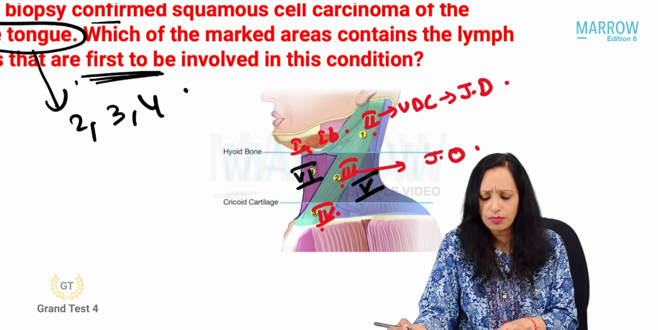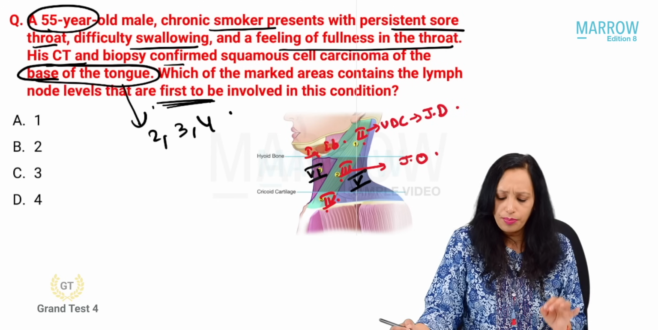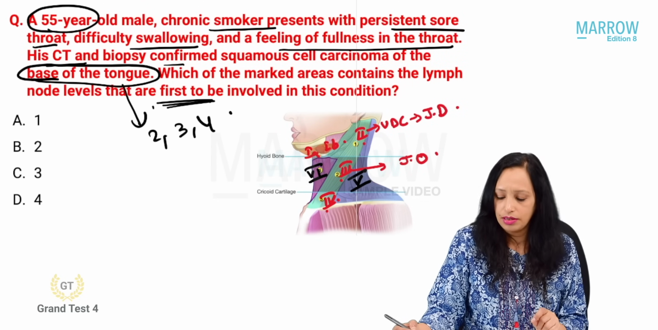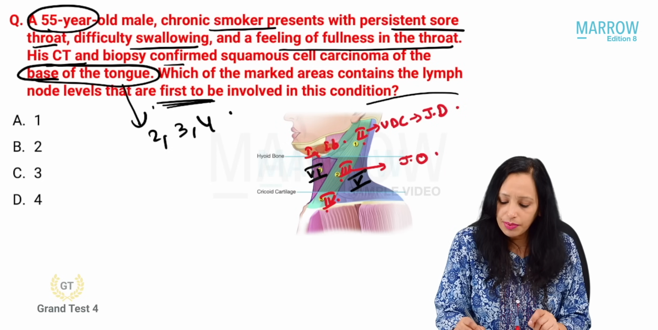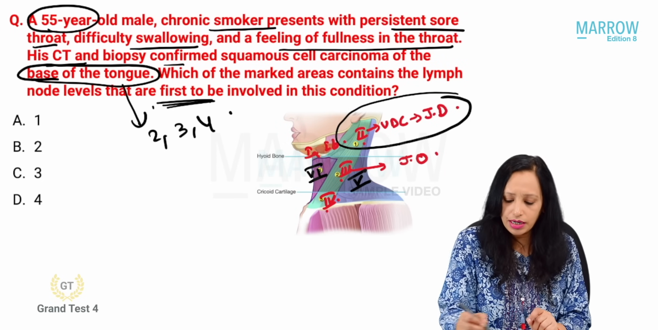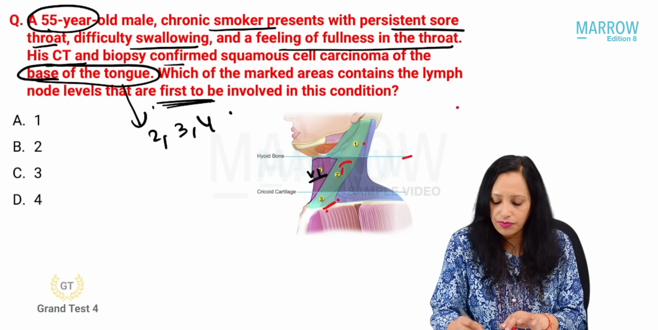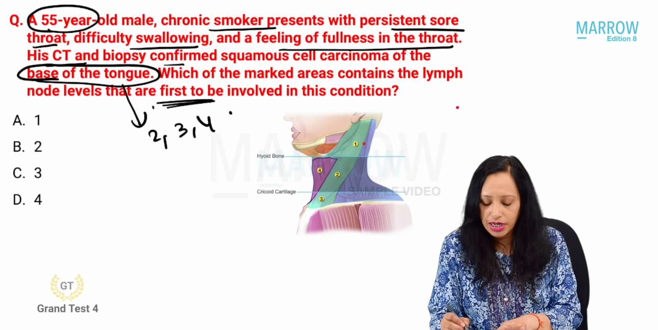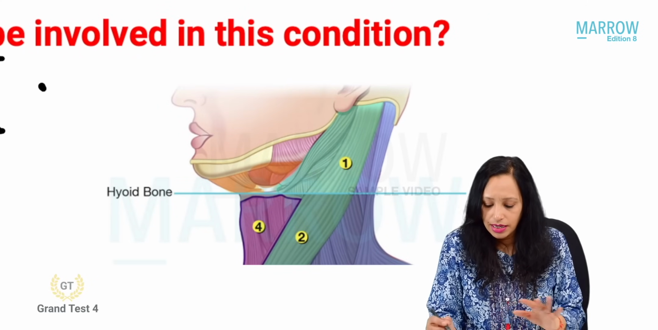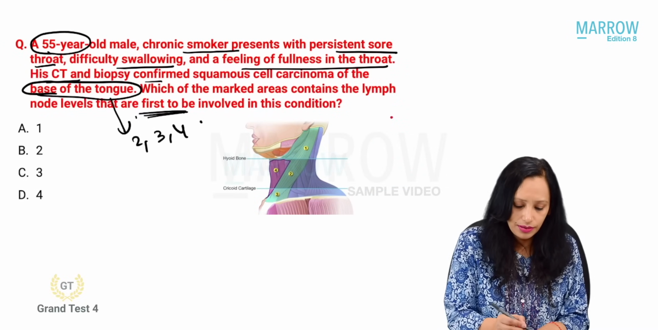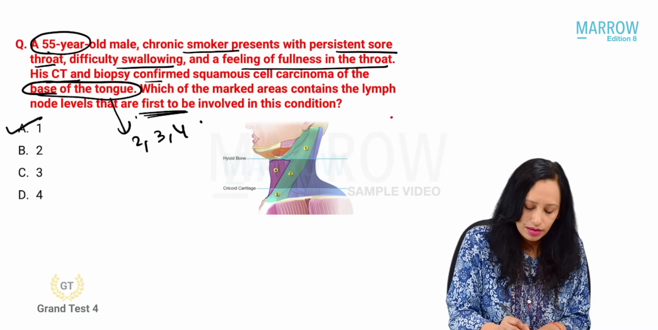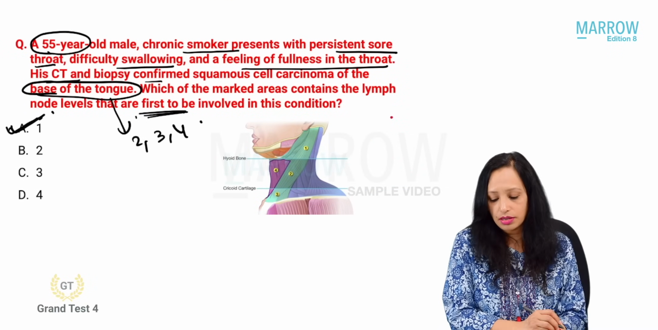So now if you have to mark for base of tongue, what will you mark? Yes, it will be the upper deep cervical, that is the jugulodigastric. Now let me rub this so that we can see what the upper deep cervical has been marked as. Yes, upper deep cervical has been marked as 1. So what is the answer here? This is 1. So the answer is 1.